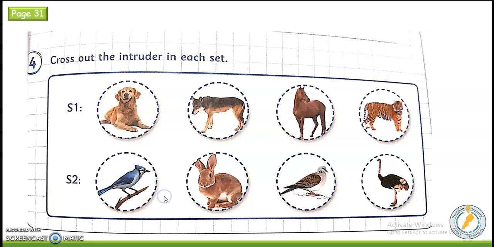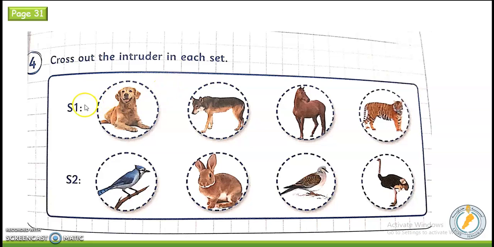So now let's turn the book to page 31 so we can do exercise 4 together. Exercise 4 says, cross out the intruder in each set. So here we have two sets, set 1 and set 2, and we need to cross out the intruder that does not belong to the group, and this one is according to their food diet. Okay, it's according to what they eat.